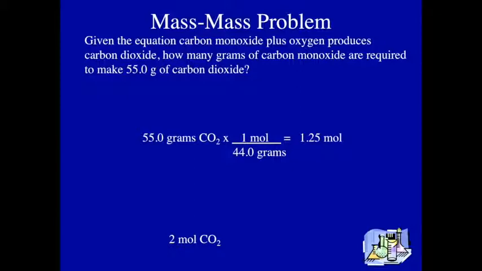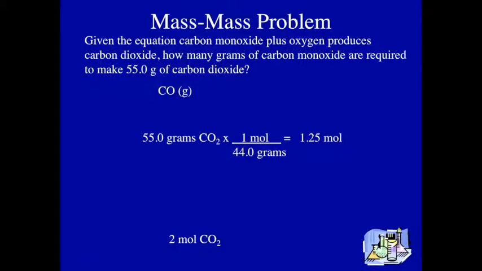There's something else I need to animate, but here's a mass problem. I think these are much more useful because we can actually measure mass with a scale. So given the equation, carbon monoxide plus oxygen produces carbon dioxide, how many grams of carbon monoxide are required to make 55 grams of carbon dioxide?